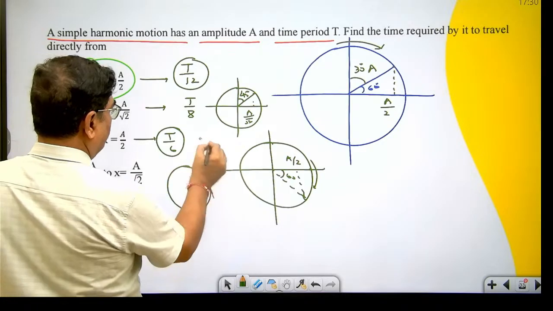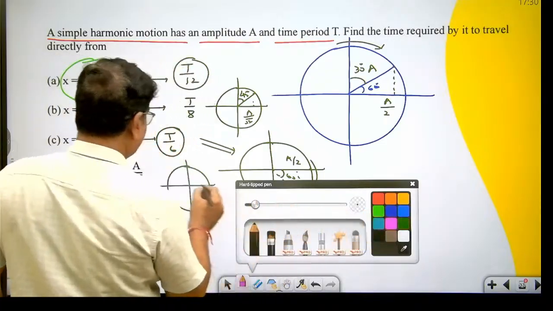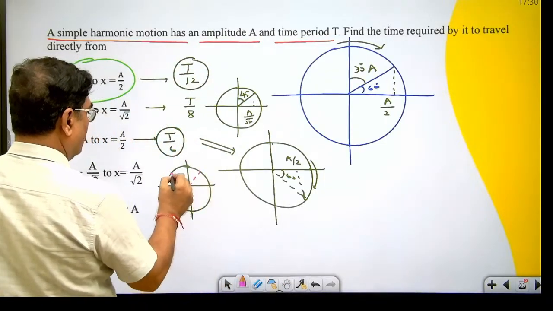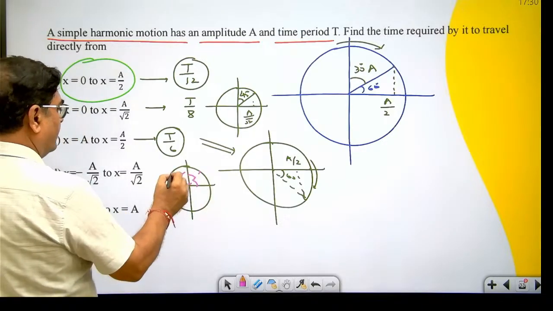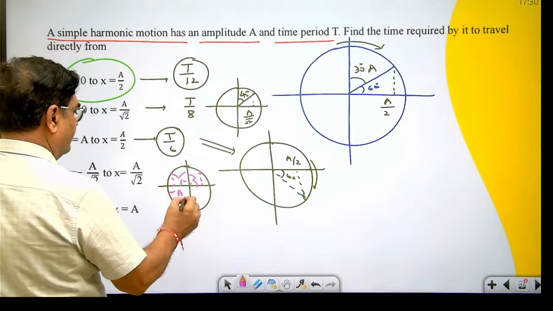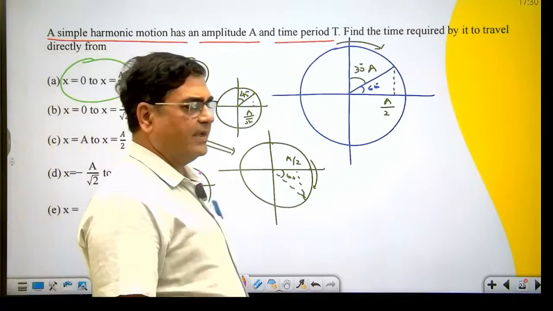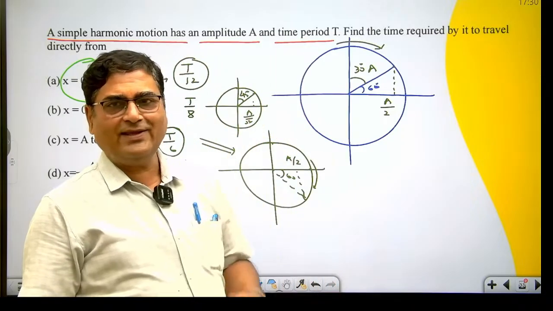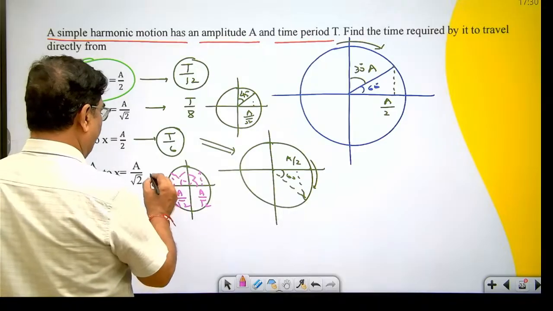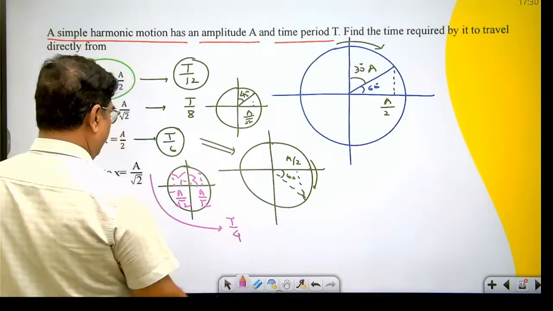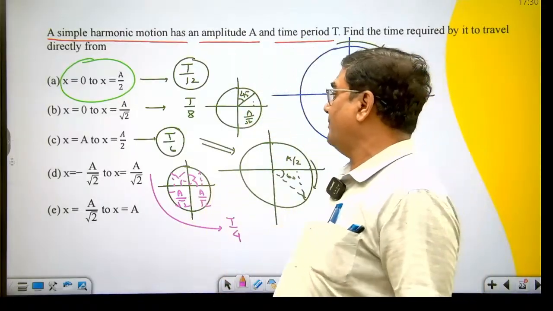See here. This is 45 degree, this is 45 degree, this is 45, this is 45. So in moving from minus a upon root 2 to a upon root 2, the particle has to travel by an angle 90 degree. Okay, in traveling 90 degree, we have already solved, 90 degree means T by 4. So dear student, in this case time will be equal to how much? T by 4. Now in moving from x equal to a upon root 2 to a.